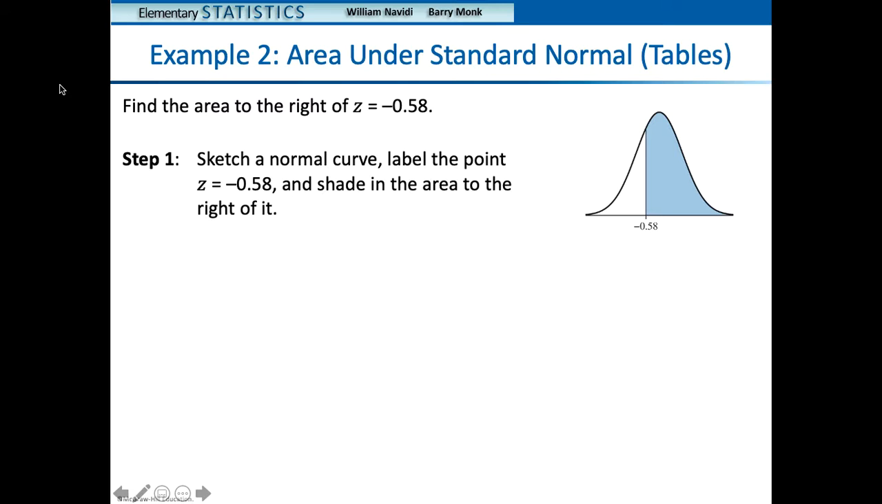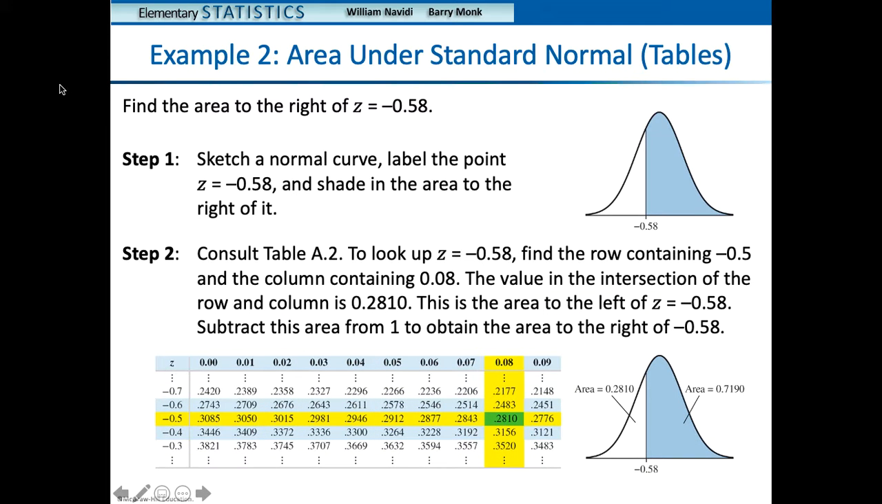And then if you go to your table in the appendix, if you look at the full table, you'll see it's divided up into 2 pages. The first page of the table represents areas corresponding to negative z-scores, and the second page gives you areas corresponding to positive z-scores. So that's how it's divided up. Okay? In this case, we're going to be using the first page of the table because it's a negative z-score.